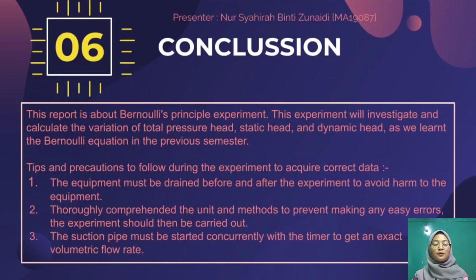There are 3 tips to follow during the experiment to acquire correct data. Firstly, the equipment must be drained before and after the experiment to avoid harm to the experiment. Secondly, truly comprehend the unit and method to prevent making an easy error. Lastly, the suction pipe must be started concurrently with the timer to get an exact volumetric flow rate. That's all from us. Thank you.